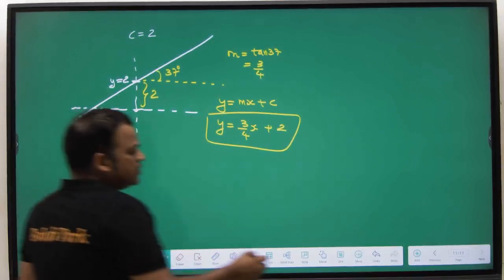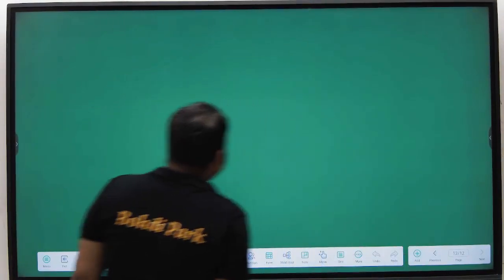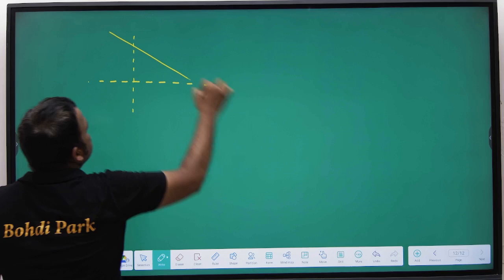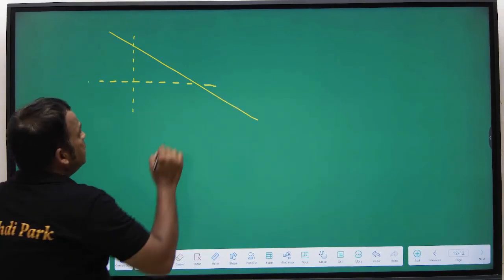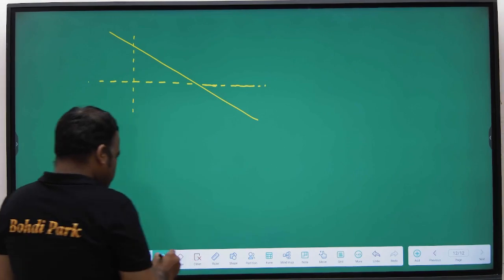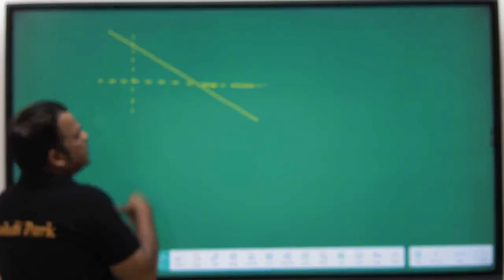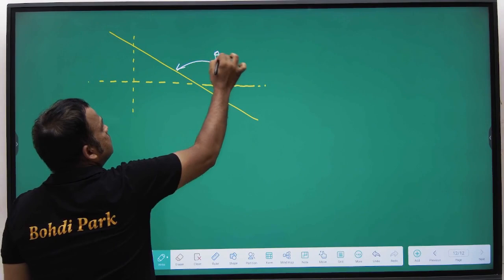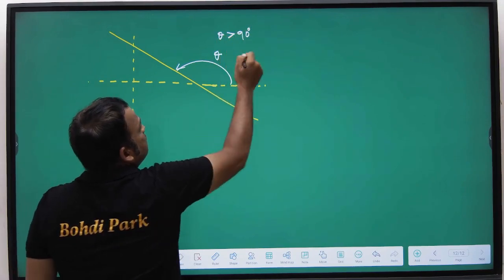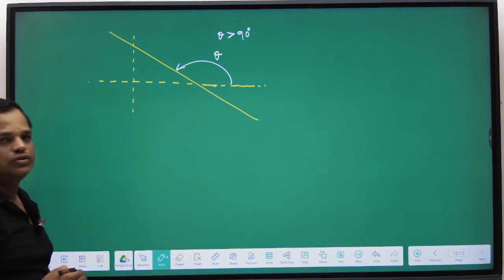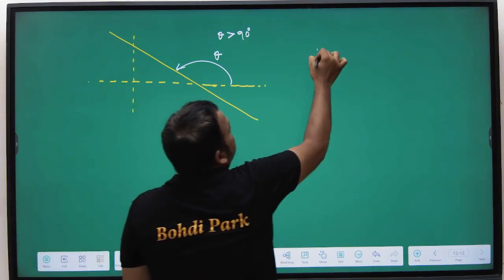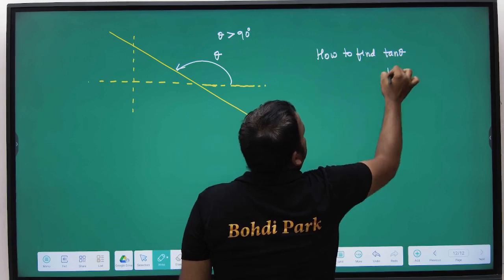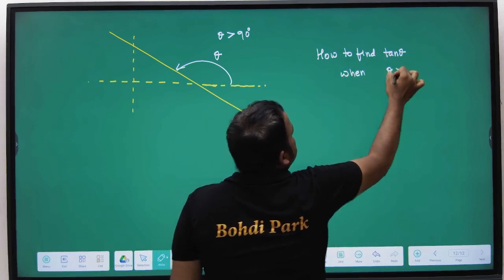Let's consider some other type of straight lines. You have the y-axis, you have the x-axis. What if the straight line is like this? In this type of straight line, if you observe, the angle made from the positive x direction is more than 90. This theta is greater than 90 degrees. You can call it an obtuse angle also. So how to find tan theta when theta is more than 90?